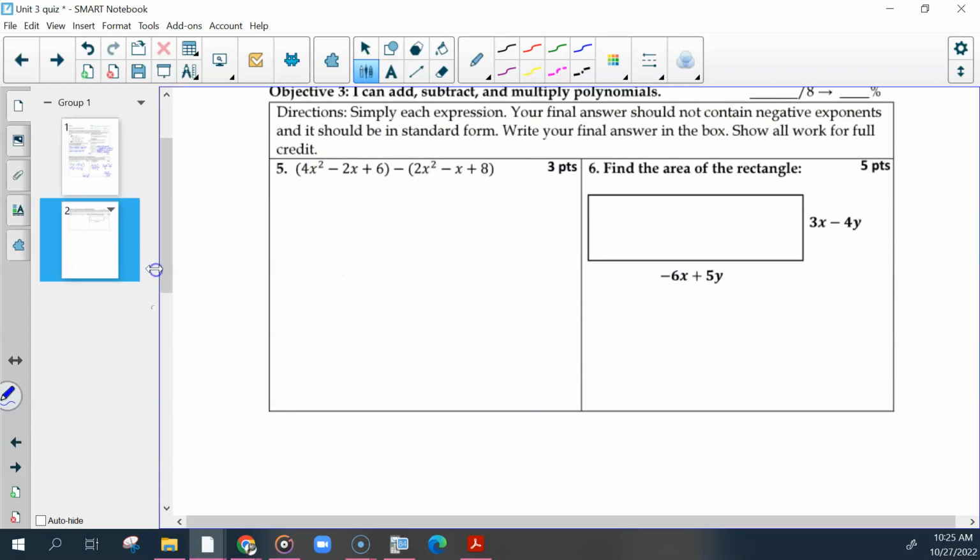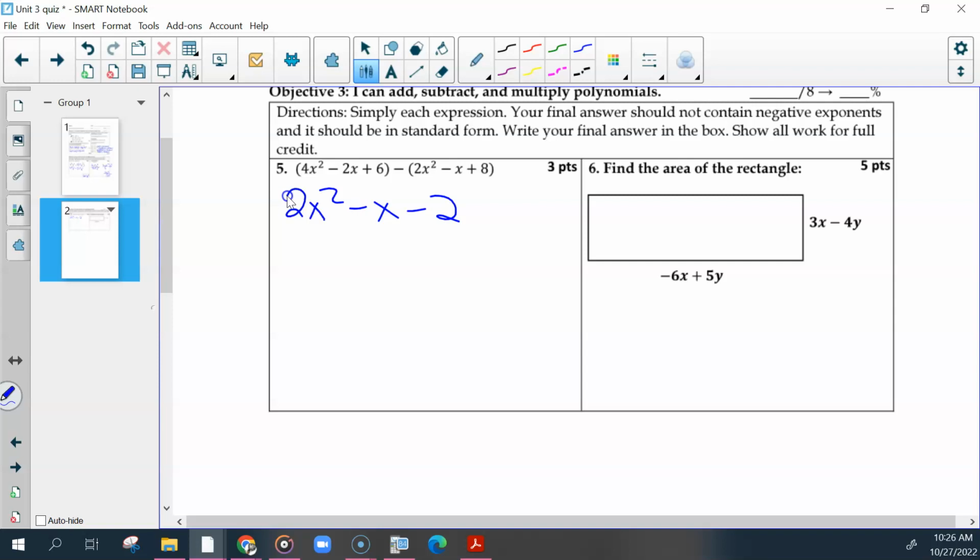Then on the back, most of you got 5, 6 was the issue. Here we are subtracting, so some of you moved this over and subtracted like that, distributed the negative and then combined like terms. However you did it, we're subtracting. So 4x squared minus 2x squared is 2x squared. Our exponent shouldn't change. Negative 2 minus a negative x is negative 2 plus x, so negative x. And 6 minus 8 should be a negative 2. So if you got all three of those, getting each one correctly was worth 1 point.